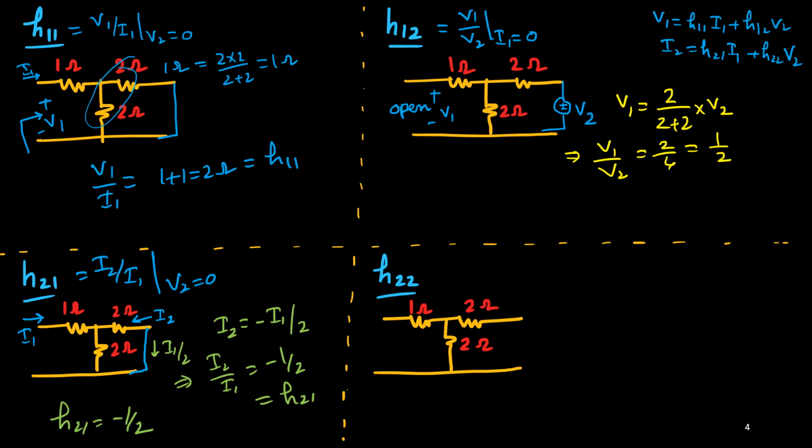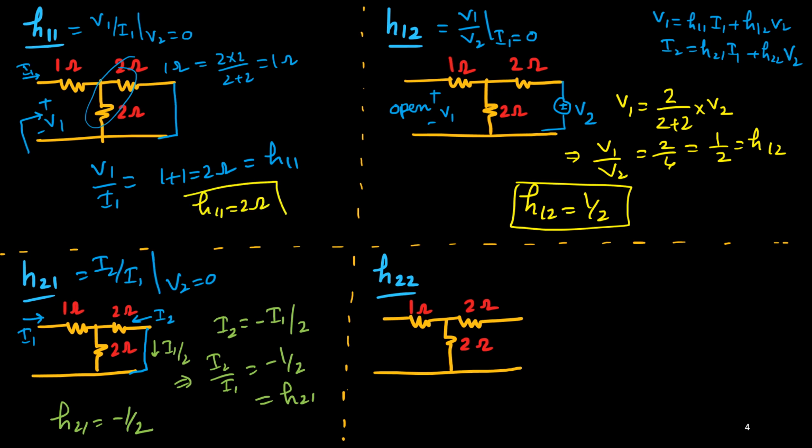Okay, so you see, this is your H12. So H12 equals half. Here H11 equals 2 ohm. Here H21 is half. This is your current gain, forward current gain. This is your reverse voltage gain.